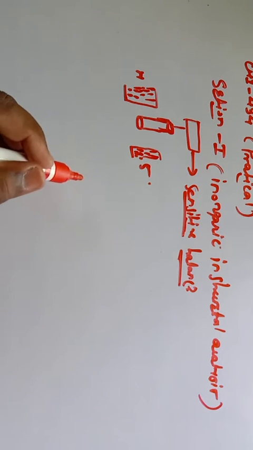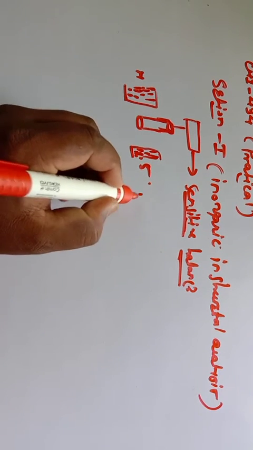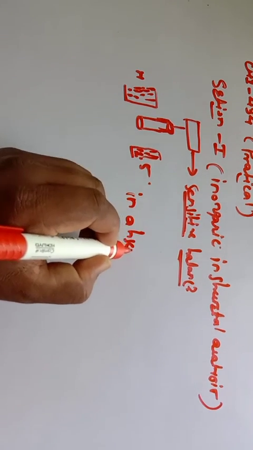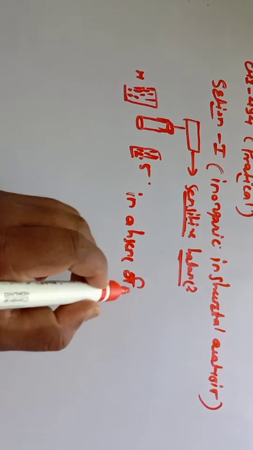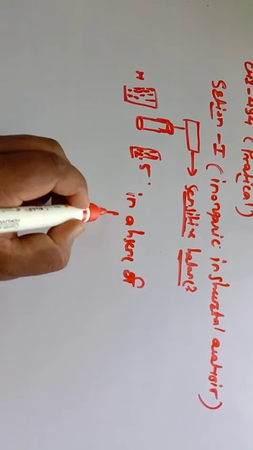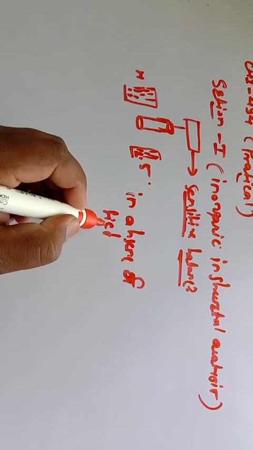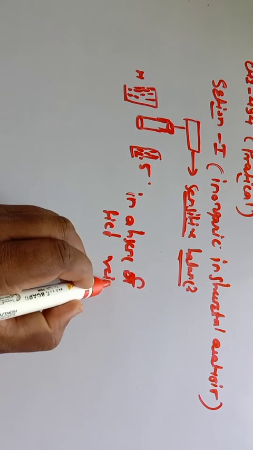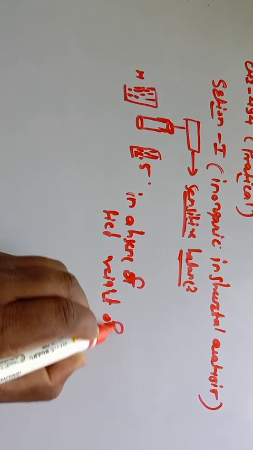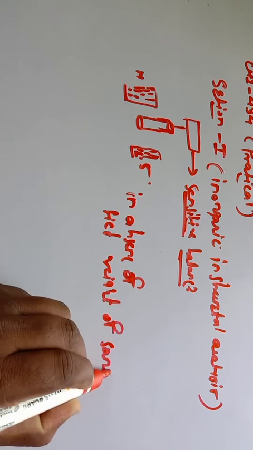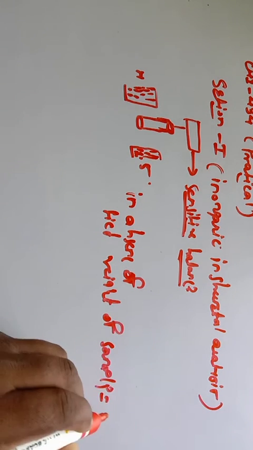So in this case, if you consider the absence of magnetic field, the weight of the sample is W1 gram.